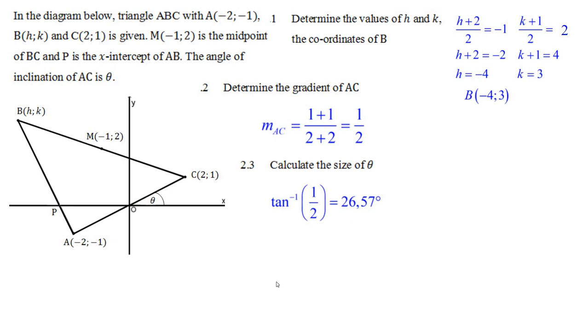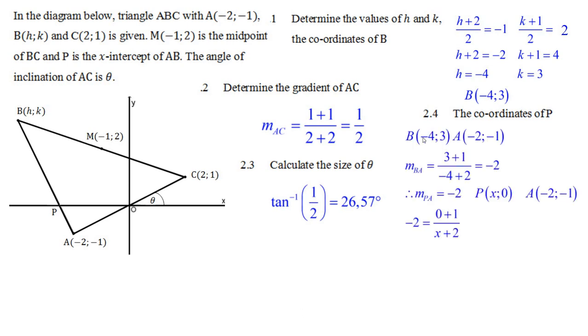Now the next question's a little harder because they say figure out the coordinates of P. Well, that's the x-intercept. We do know something then. We know that the y-coordinate of P is 0, but the x-coordinate, let's just call it x. But hey, we know this B here, we figured it out. It's minus 4 and 3. If we could get this gradient, then we could let the gradient equal the gradient here, but using the x value, and that's kind of what you do. So the first thing you do is you've got B as minus 4 and 3, and A as minus 2 and minus 1. Just find the gradient.